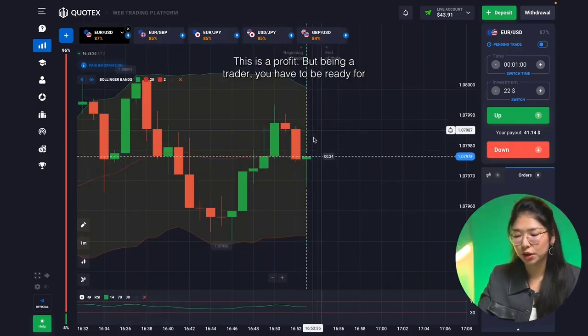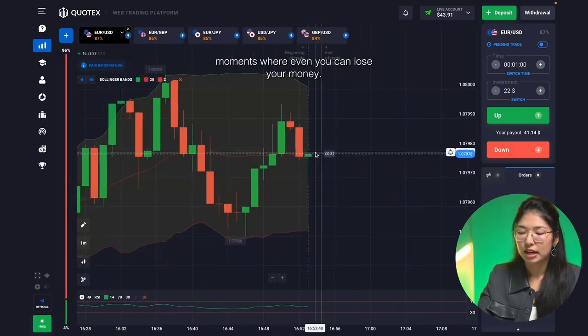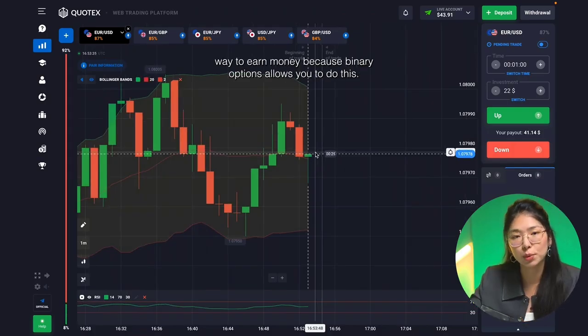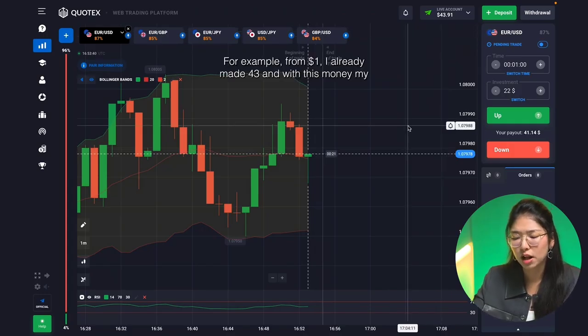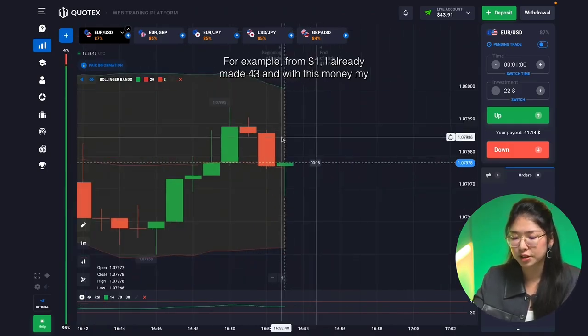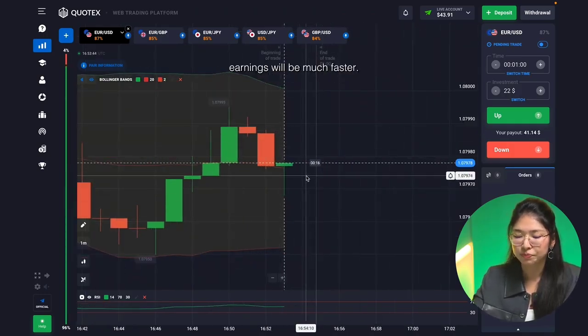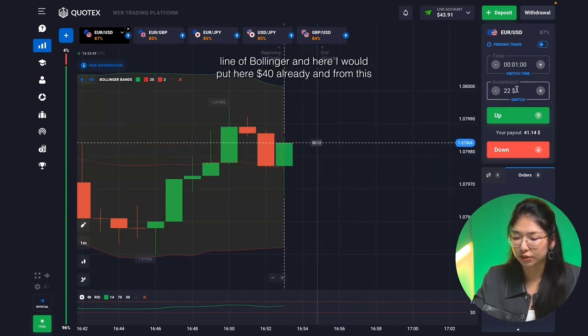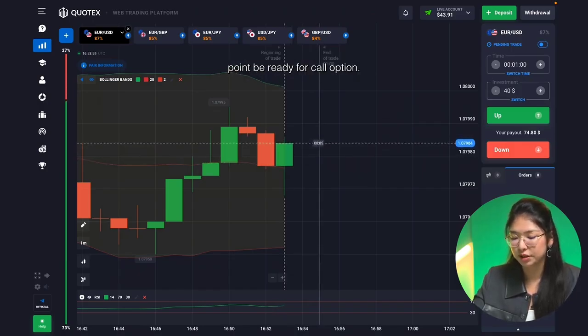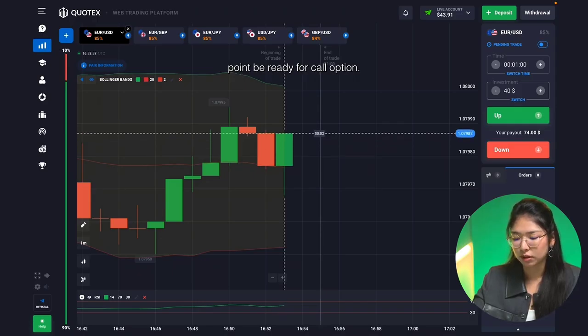But being a trader, you have to be ready for moments where you can lose your money. And yes, it's a pretty risky way to earn money, but it's a perfect way to earn money because binary options allow you to do this. For example, from $1, okay, $1, I already made $43, and with this money my earnings will be much faster. So here I want to make one more trade, with the price at the middle line of the Bollinger, and here I would put $40 already, and from this point be ready for a call option.